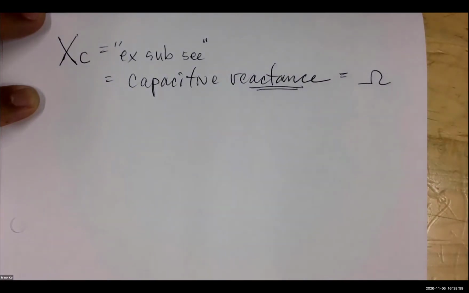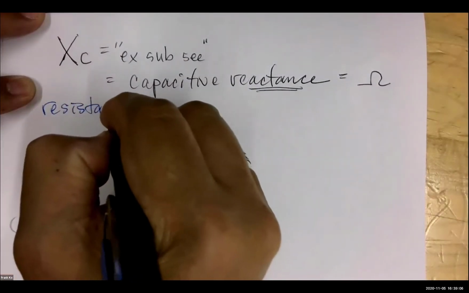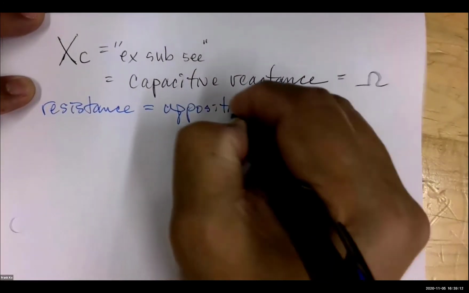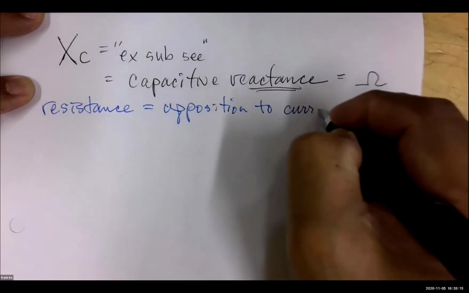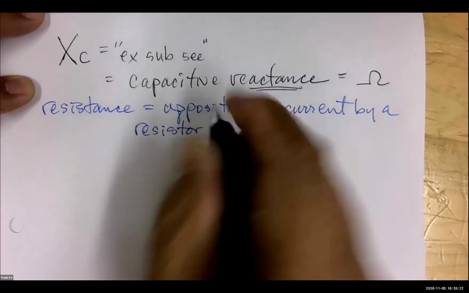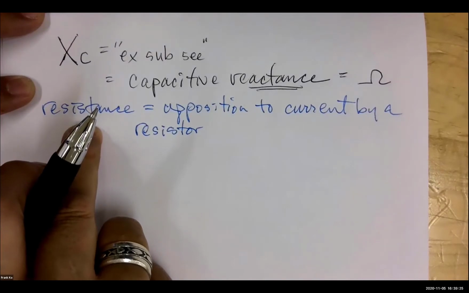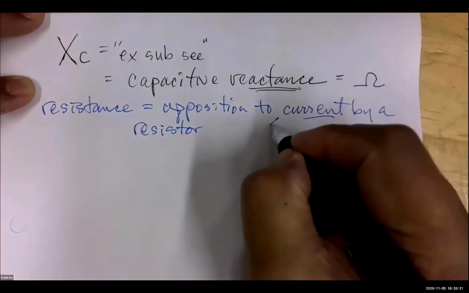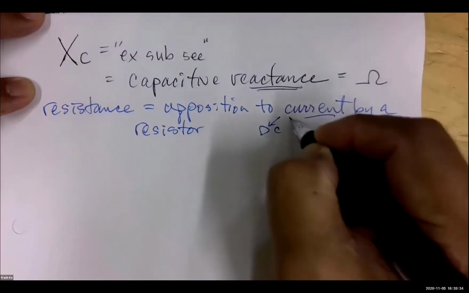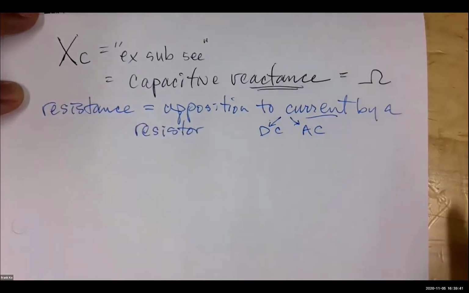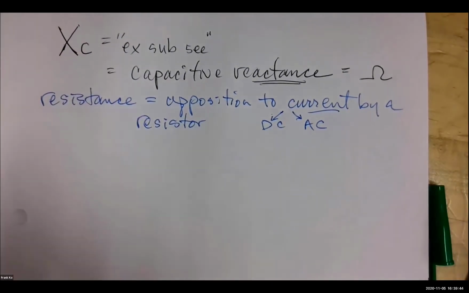So let me do a quick review here. Resistance. What was the definition for resistance? Opposition to current by a resistor. Only a resistor has resistance. Resistors have resistance. And what type of current? Well, that current could be DC, that current could also be AC. It doesn't matter. Whether it's DC or AC, the opposition to current demonstrated by a resistor is called resistance. So what is this thing here called? Reactance.